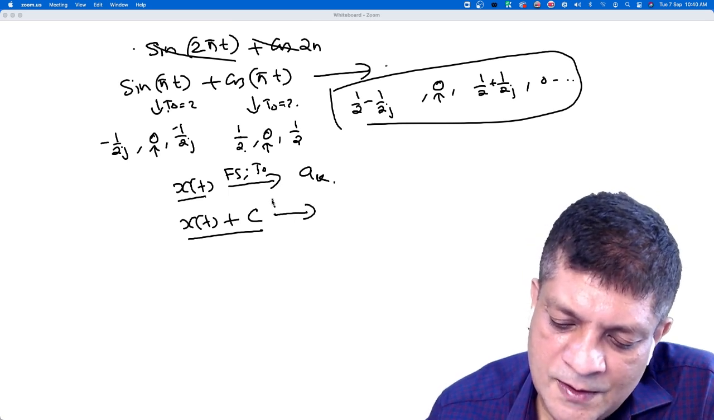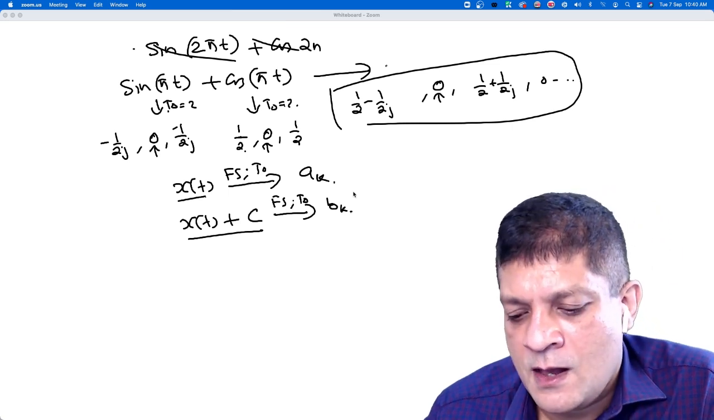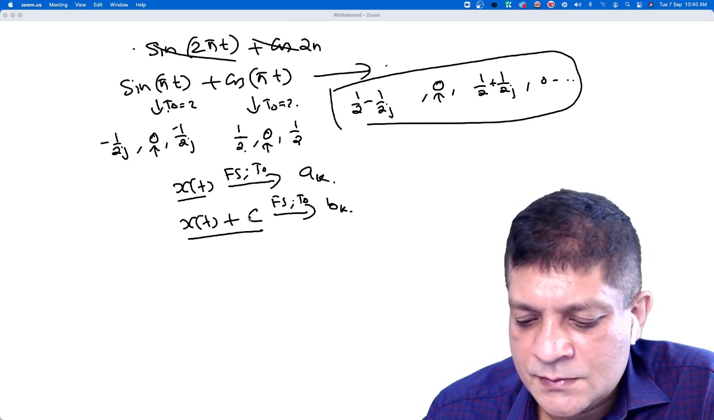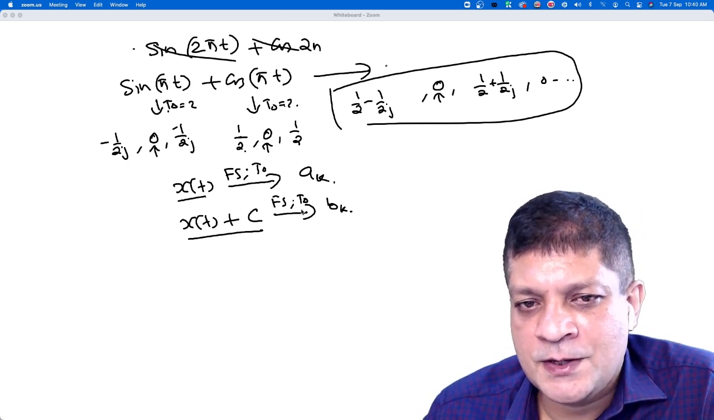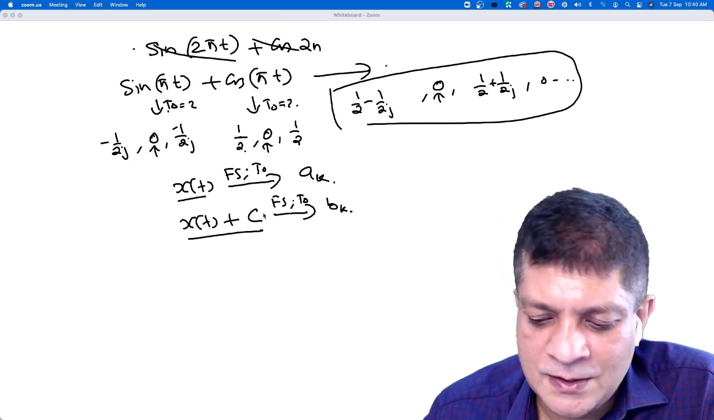So let's say its Fourier series is as given. How are they related? Can we apply the linearity property here? What about a constant signal? Is it a periodic signal?